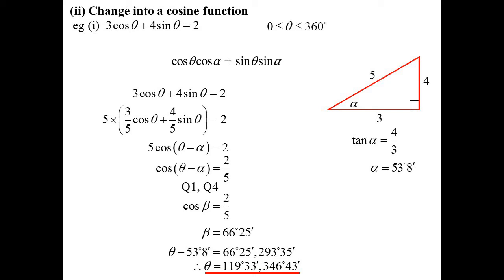So we have our answer. It's up to you, unless they tell you. Sometimes they tell you which one to change it into, but otherwise it's up to you whether you want to turn it into a sine function or whether you want to turn it into a cosine function. So we get this question then, how do I actually do it?